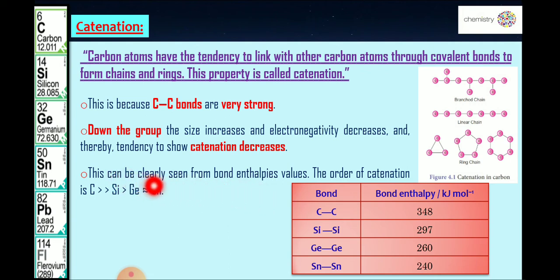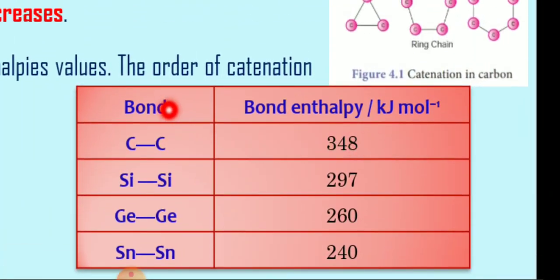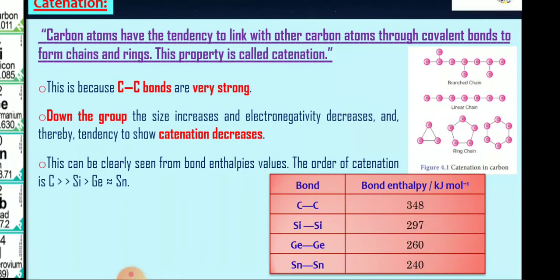This can be clearly seen from the bond enthalpy values. The order of catenation decreases in this range. Carbon to silicon, catenation decreases. Silicon to germanium, it decreases further, and it is almost equal for tin. Look at this table. The bond dissociation enthalpy of a carbon bond is 348 kilojoules per mole, which is very high. To break the bond, more energy is needed because the bond is very strong. Silicon to silicon is 297, germanium to germanium 260. When you move down, the bond enthalpy decreases, hence catenation also decreases.